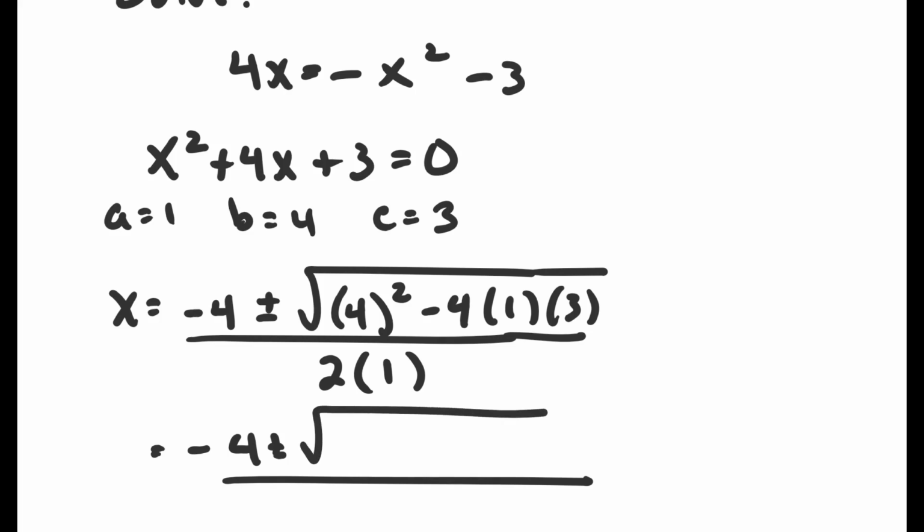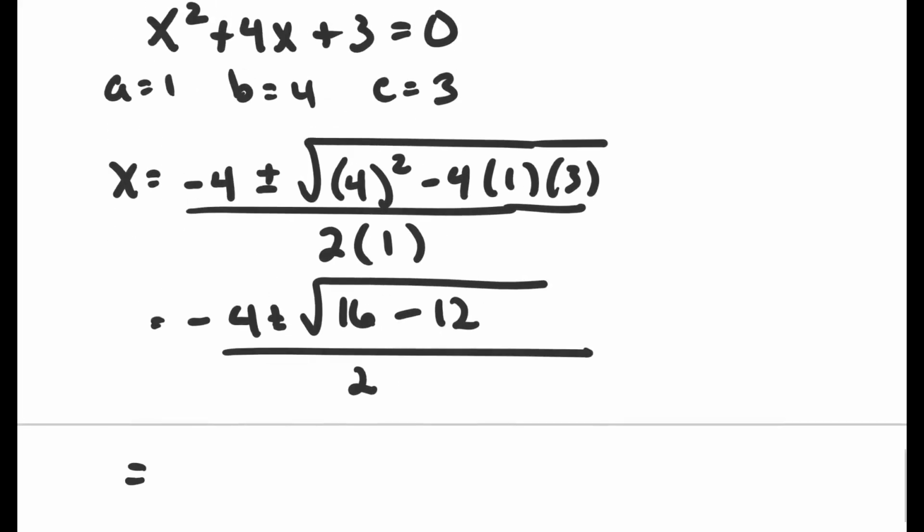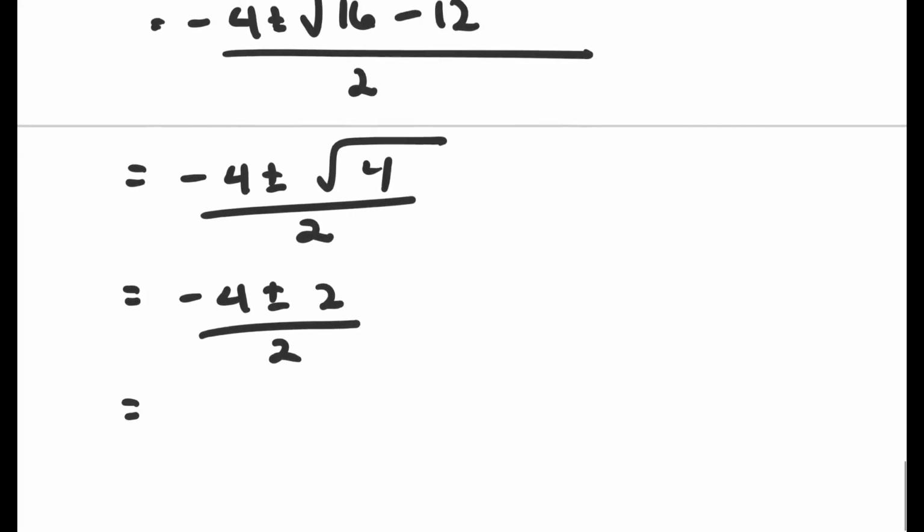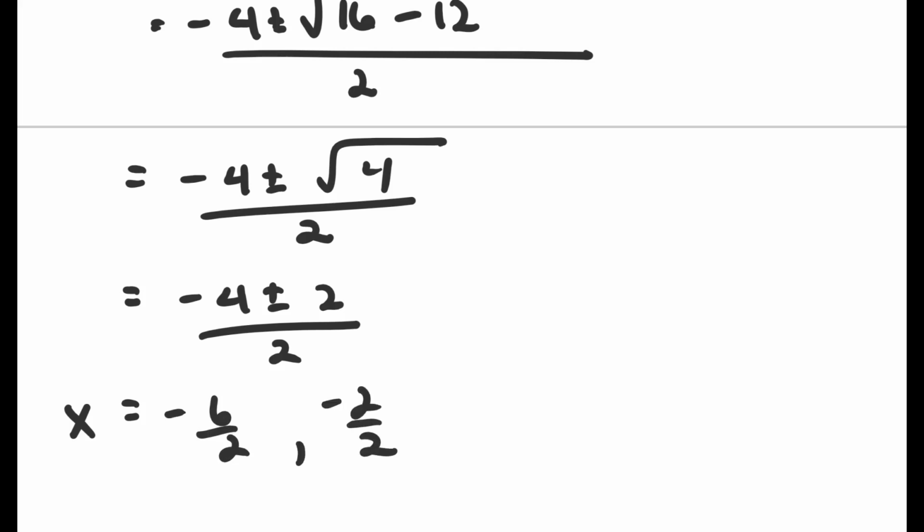4 squared is what? 16, and then we have minus what? 12 all over 2. So I get a negative 4 plus or minus the square root of 4 all over 2. Keep going. What do we got? Negative 4 plus or minus 2 all over 2, right? All right, so what do we got here? I know x is going to be a negative 6 over 2, or we have a negative 2 over 2, which we have to simplify, right?